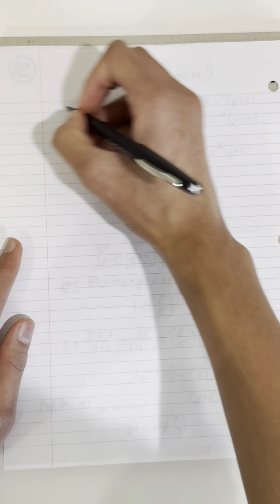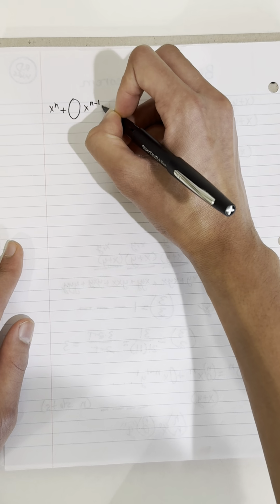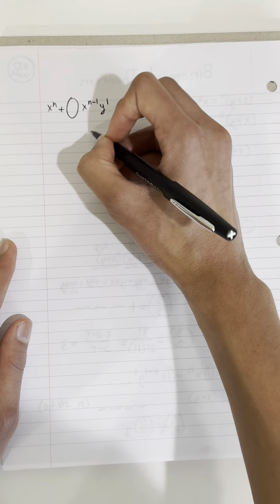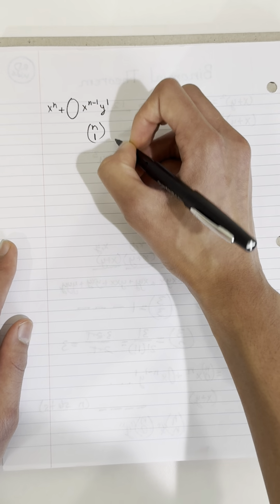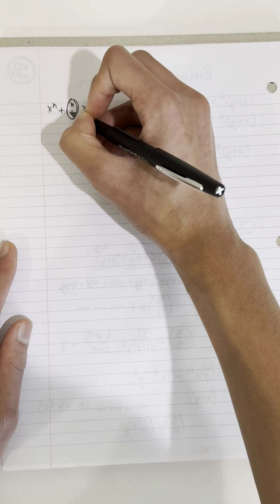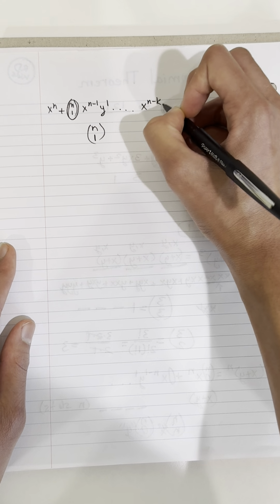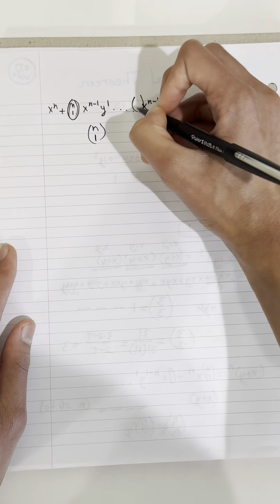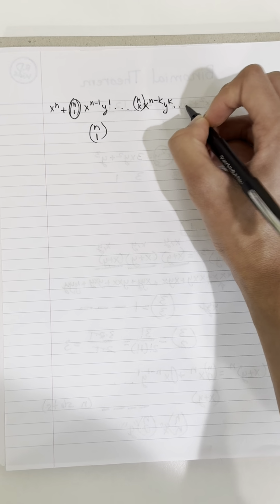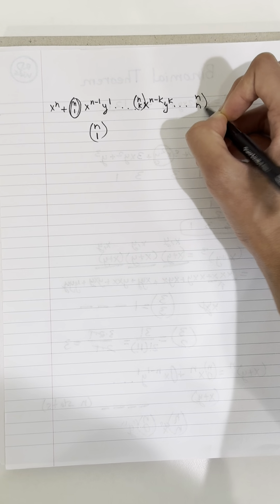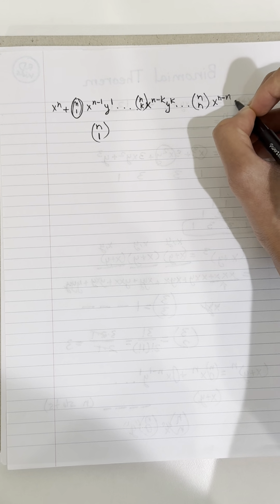Now, let's find the coefficient for the term xⁿ⁻¹y¹. To find this, we again have n slots, and now we're choosing 1 slot for the y. So we're going to put n choose 1 as the coefficient. Now let's say we keep going, and now we have xⁿ⁻ᵏyᵏ. Then the coefficient will be n choose k, for k y's. And then this will go all the way to n choose n, xⁿ⁻ⁿ, which is just 1, and yⁿ.